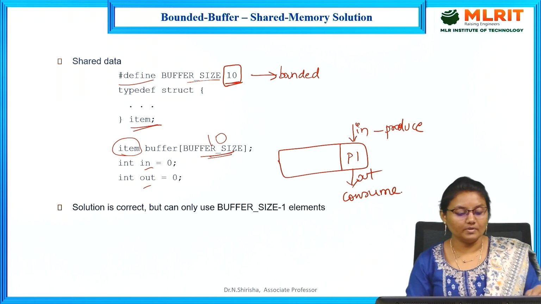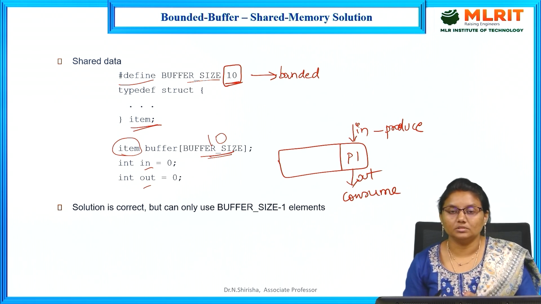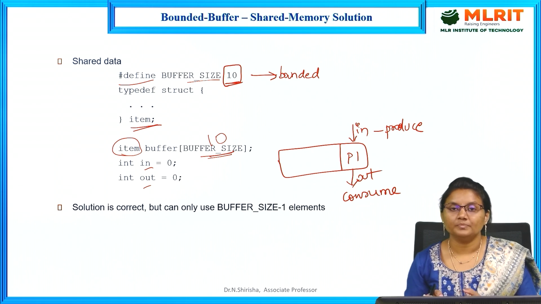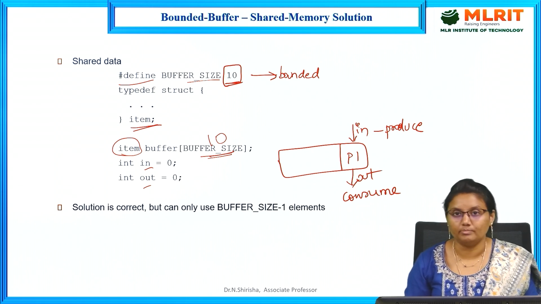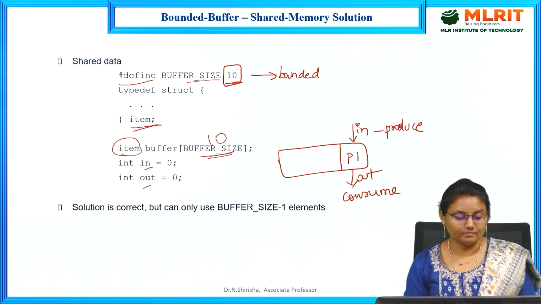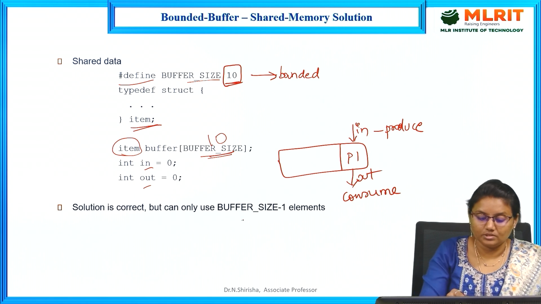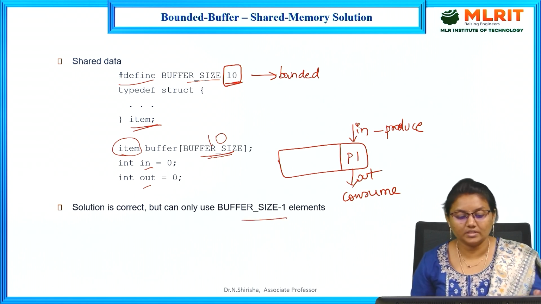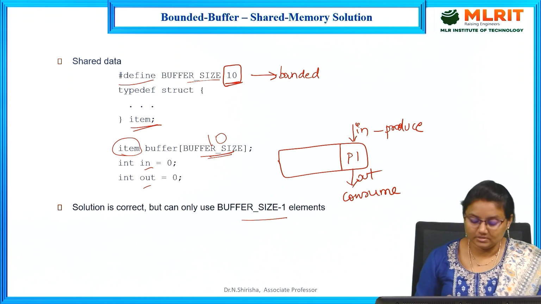Whenever you want to make a process swap in or swap out of the memory, when it doesn't require that process in memory and you want to remove it, we have to consume it. So the solution is correct, but it can only use the buffer size minus one elements. Here, with buffer size 10, we can use elements 0 to 9.